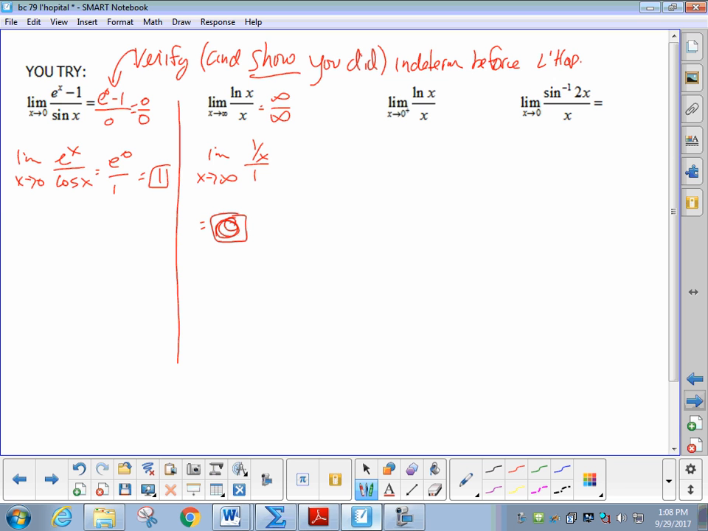Did you get to the third one or shall I give you another minute? About to the third one. Okay. As x goes to 0 from the positive side, what does natural log go to?